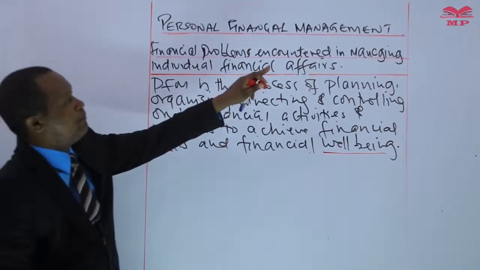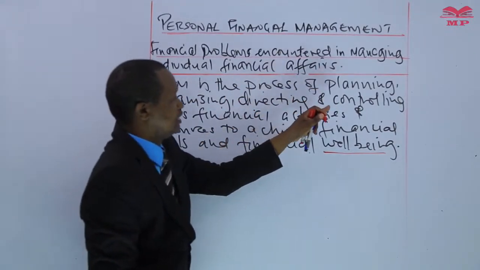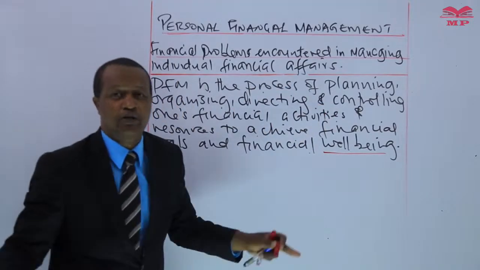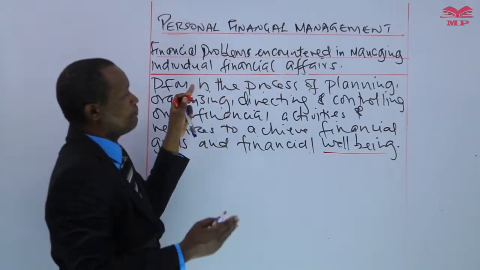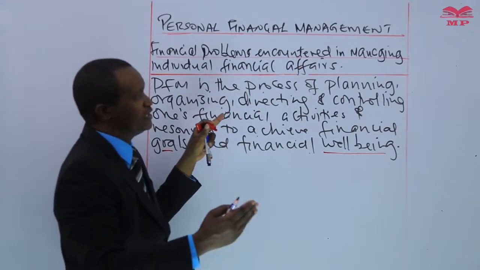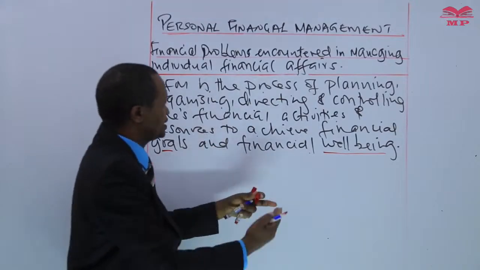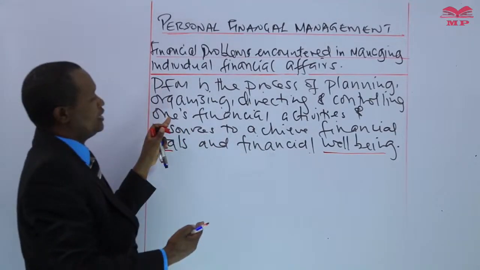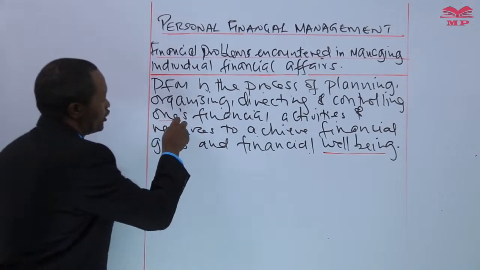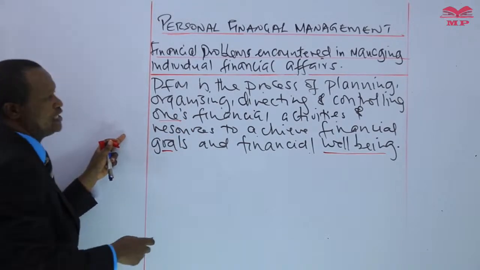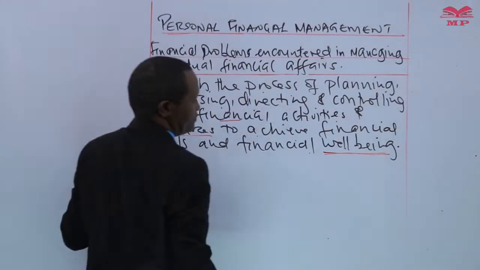Candidates, we know planning, organizing, directing, and controlling. That's the meaning of management. But here we are referring to personal financial management. Then this process we are talking about relates to the activities of an individual or a household's financial activities and financial well-being.